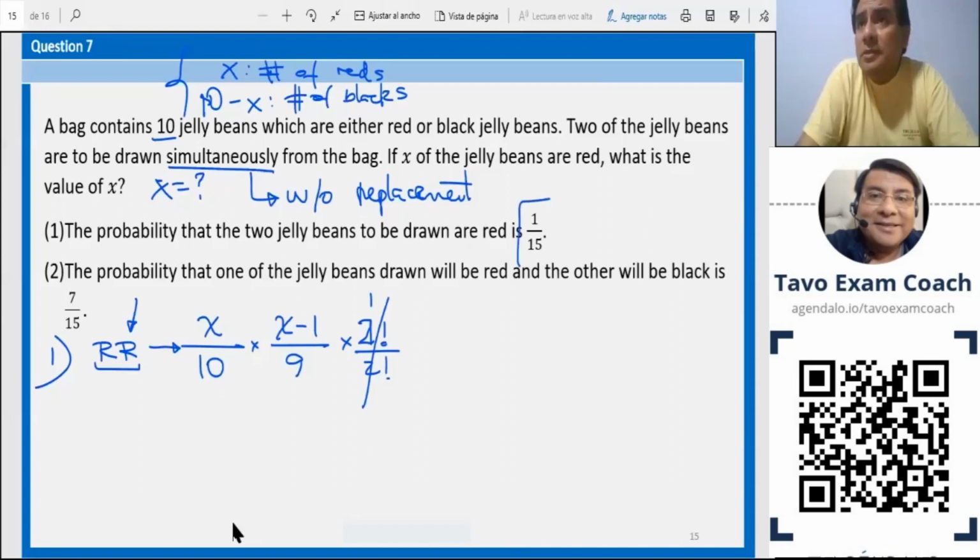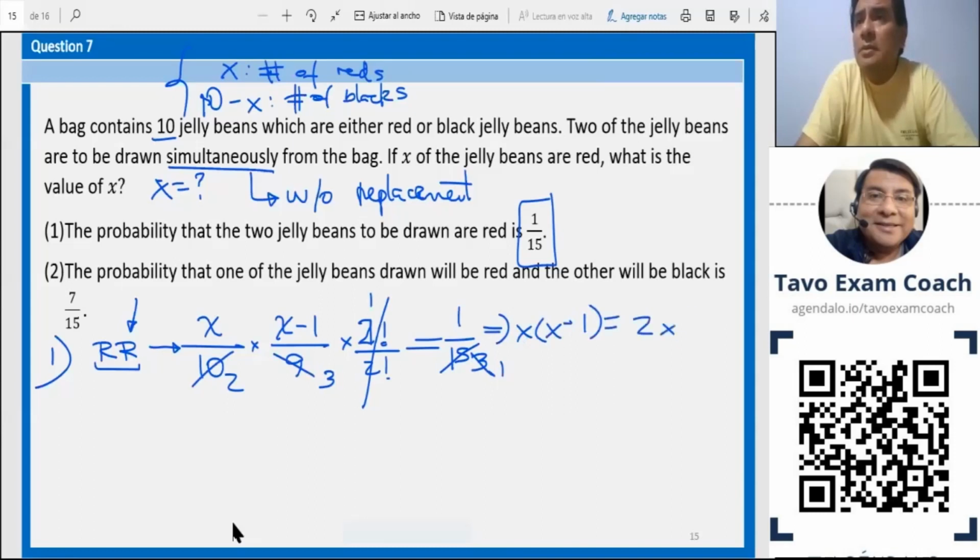And according to statement 1, that equals 1/15. So here we have something interesting. We can simplify first. Divide by 5, 2. Divide by 5, 3. Divide by 3, 1. Divide by 3, 3. So you have this. X multiplied by X minus 1 equals 2 times 3, because these 2 factors go to the other side of the equality.